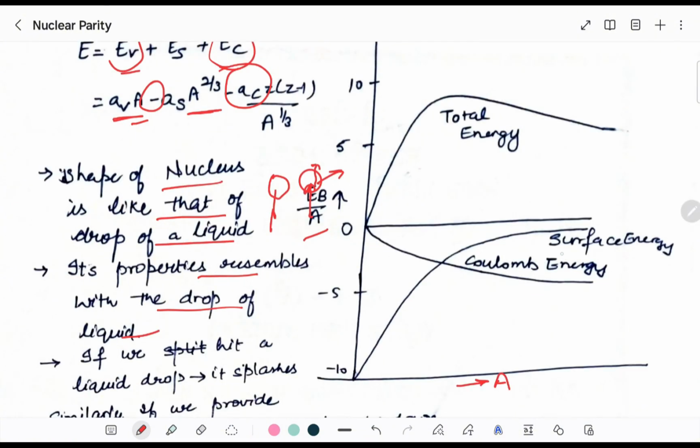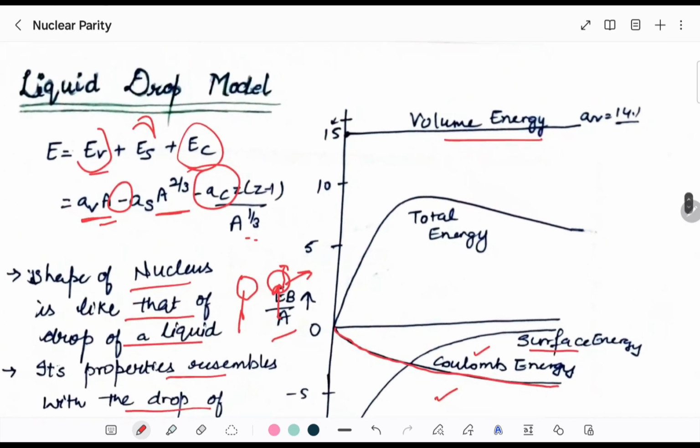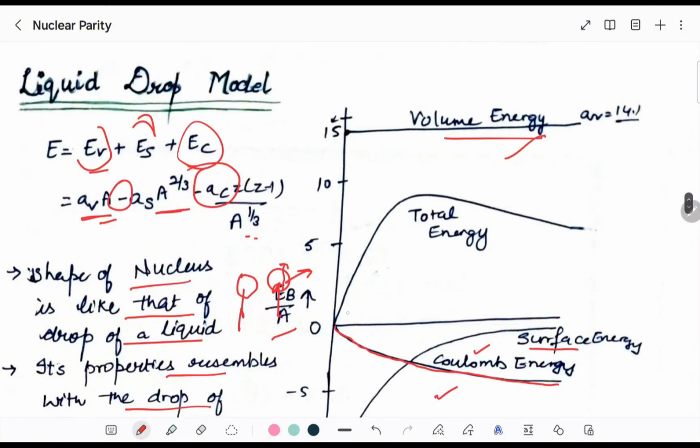In the surface energy term, as we know, for lower values of A, more nucleons are present on the surface, but with increasing A, the nucleons on the surface are fewer than the nucleons inside the core, therefore the surface energy term starts decreasing. And the third one is the Coulomb energy term, which is inversely proportional to A. As A increases, the binding energy per nucleon starts decreasing, so the curve goes in this direction. Now the total energy term will be the summation of this curve and the volume energy term, so it is the total energy curve.